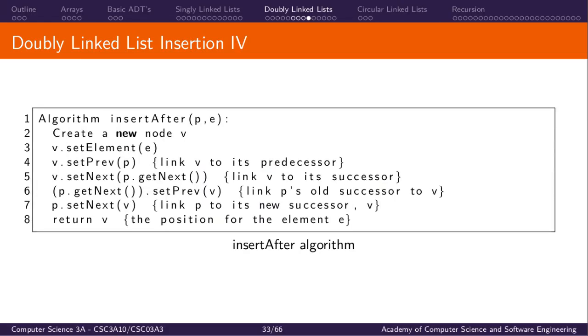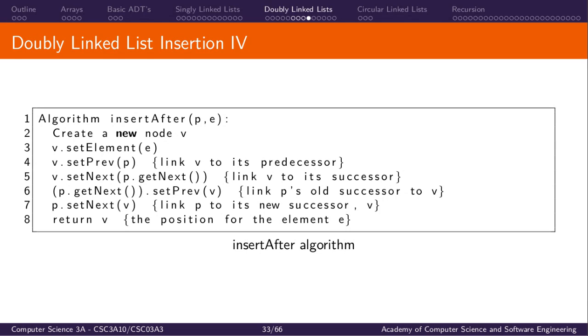So what would an algorithm for that insertion look like? If we want to insert an element E after a node P, then we'll create a new node. Here we call it V. We then set the element of V to be E, so we store E within that new node. We then have to update the previous and the next of V. We do that first before we change the next of P, or the previous of what used to be P's next, the node that came after P. We first update V's next and previous.